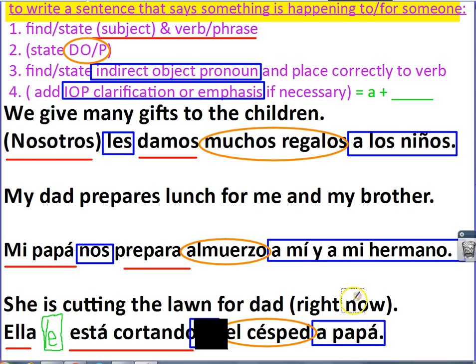Then we can see if there's any other ways to write this sentence by asking, do we have any other types of verbs or places we can put the pronoun? We only have one verb in this one, damos, so the pronoun goes before the conjugated verb. We only have one form of a verb in this one, prepara, conjugated, so it goes before it, but we have two types of verbs in this sentence. So I have a conjugated verb, but I also have cortando.